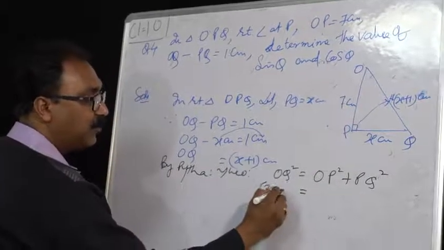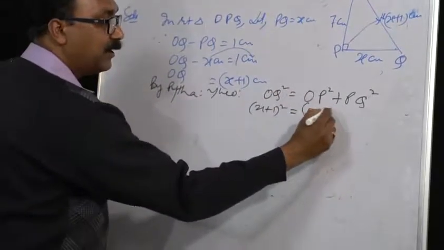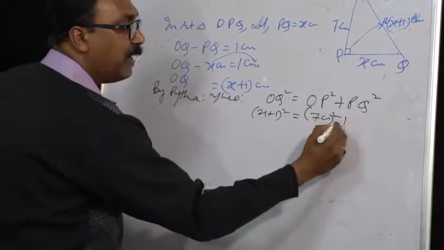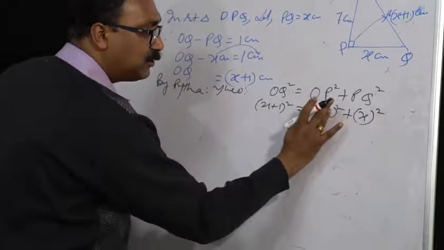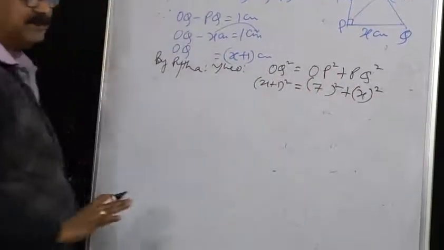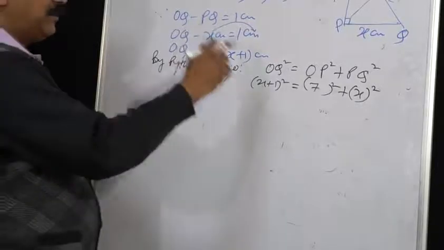Now, OQ, what is that? X plus 1 whole square. What is OP? 7 centimeter whole square. This is all centimeter. Plus PQ also x centimeter whole square. So this centimeter square also cancels, since both sides have centimeter, it automatically cancels. So, we will come to the other part.